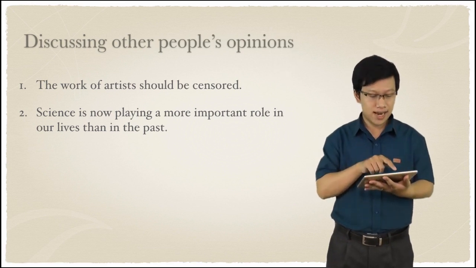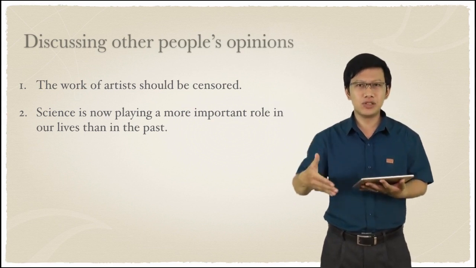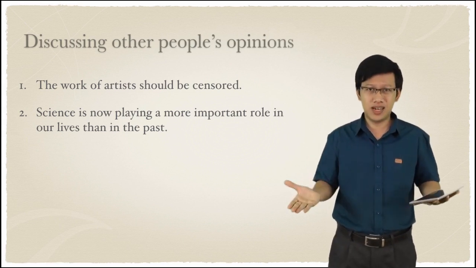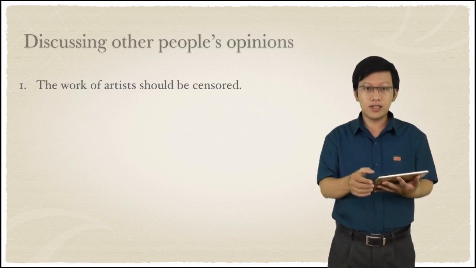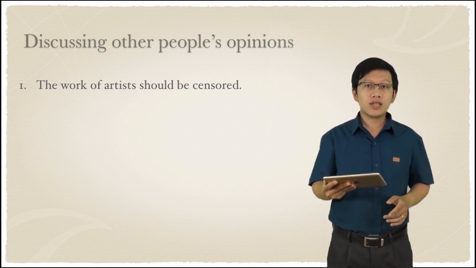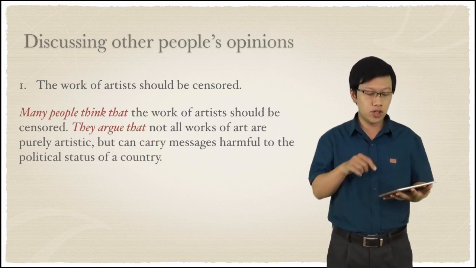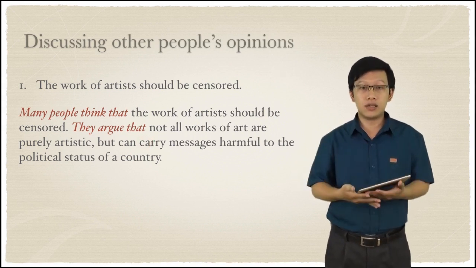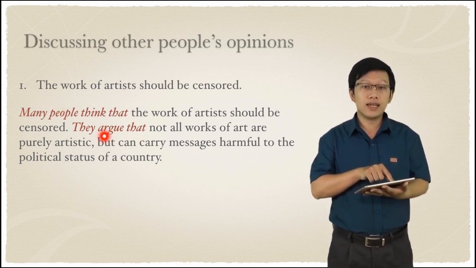Now let's take a look at the first task. The work of artists should be censored. That means their content has to be supervised first, and checked to see whether this is appropriate for the public or not. Now, how do you turn that into somebody else's idea? Very easy. For example, we say that many people think that the work of artists should be censored. They argue that not all works of art are purely artistic, but can carry messages harmful to the political status of a country. Right, introduce and then state their argument.